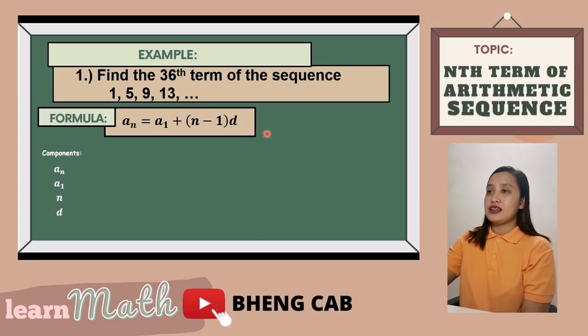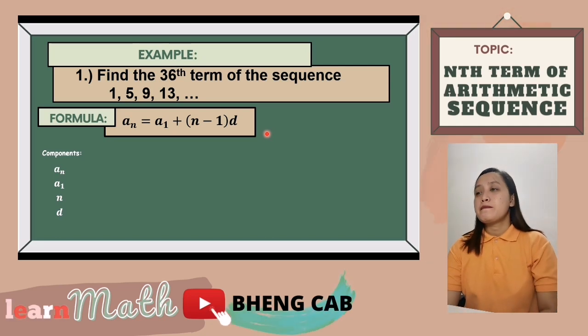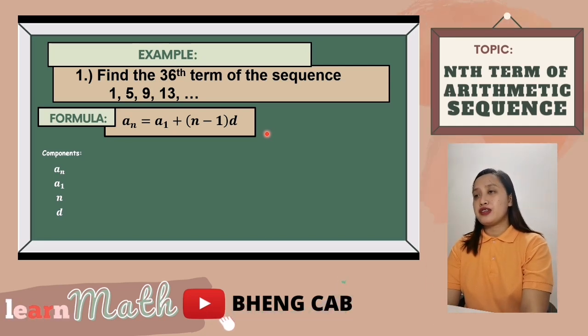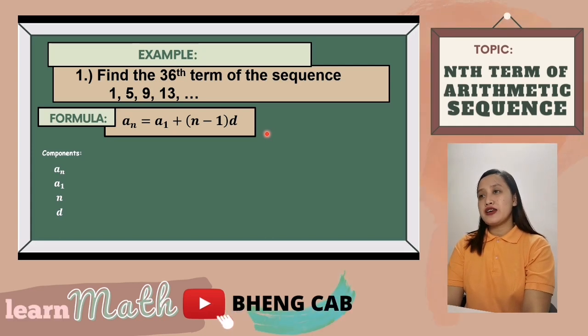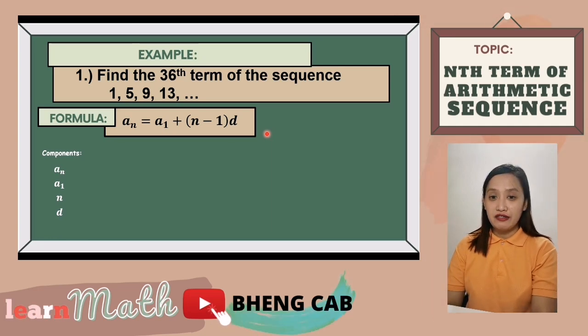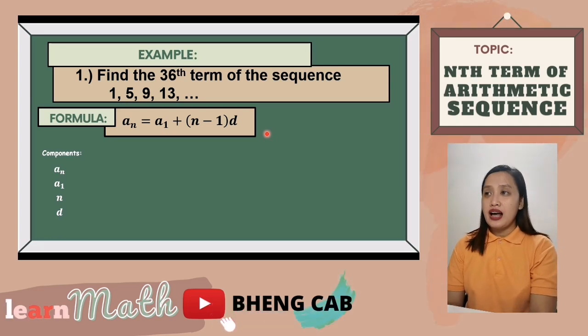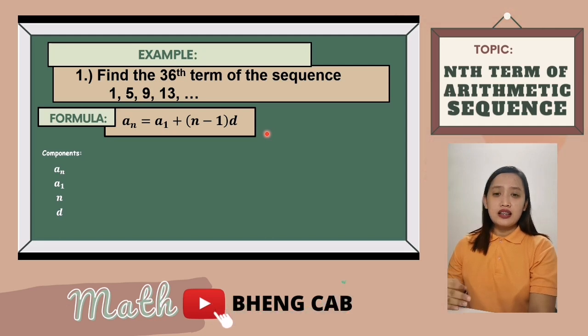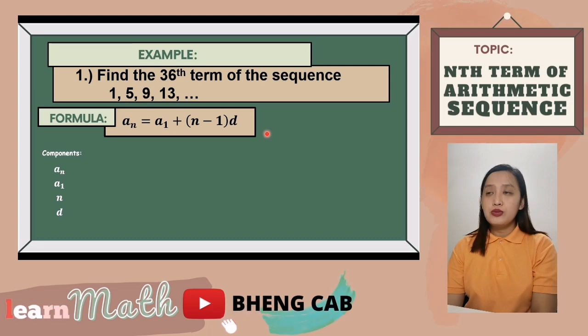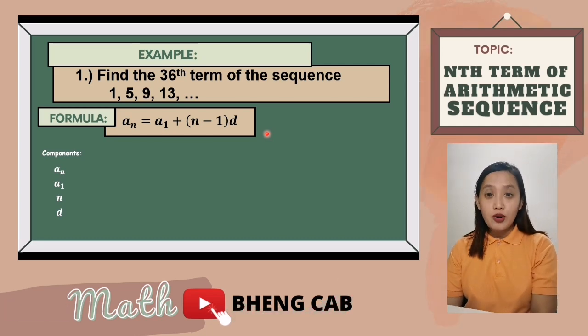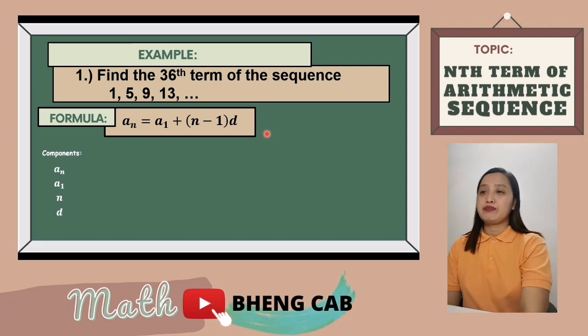So, simulan natin sa example number 1. Find the 36th term of the sequence 1, 5, 9, 13, so on and so forth. Ibig sabihin, yung sequence na 1, 5, 9, 13, meron lang tayo ditong apat na identified term. Yung first 4, alam na natin kung ano ito. At ang pinaka-objective natin, hanapin natin, kung dadagdagan natin yung 13, ano kaya doon yung pang 36? Anong value meron tayo for the 36th term?